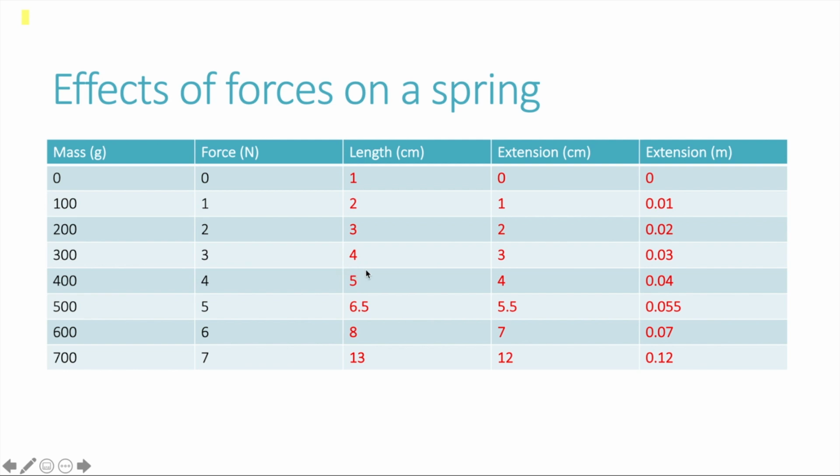And for example, when we get to say 400, the length was 5, and again, the extension is just the difference between that and the original, which is 1, so the extension was 4 centimeters. We can also convert that all into meters as well, which is what I have done on the most right table there. So basically, here are the results. But if you pay close attention, clearly, the larger the mass, the larger the force that's applied, or the greater the weight, and hence the greater the extension on the spring.